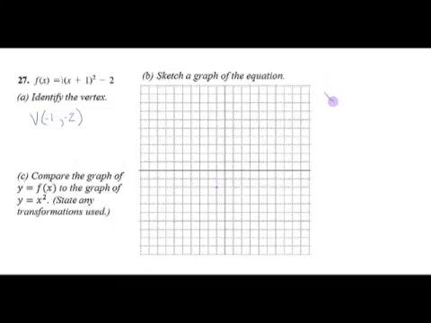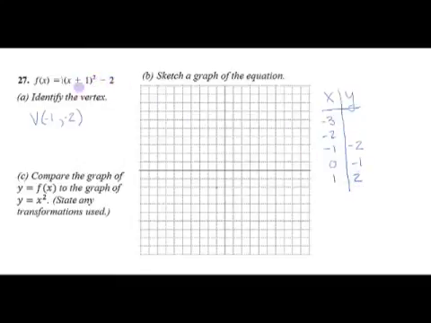And let's put our t-table over here. I will put my vertex in the middle and go a couple of points on either side. So a negative 2, negative 3 this way, and a 0 and a 1 that way. Let's go ahead and put in a 0. Plus 1 is 1. Squared is 1. Minus 2 is negative 1. Putting in a 1. Plus 1 is 2. Squared is 4. Minus 2 is 2.